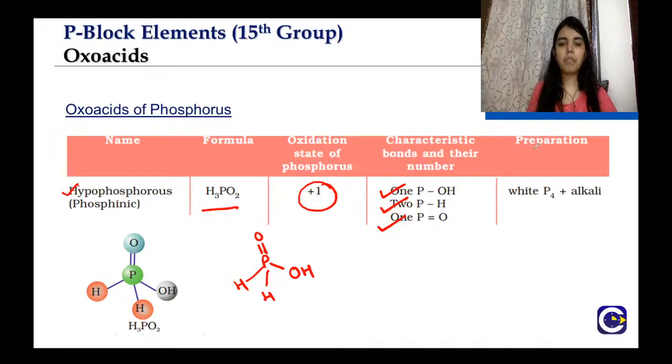Its preparation can be done with white phosphorus when you treat it with an alkali, basically KOH or NaOH. So you can lead to the formation of hypophosphorous acid.